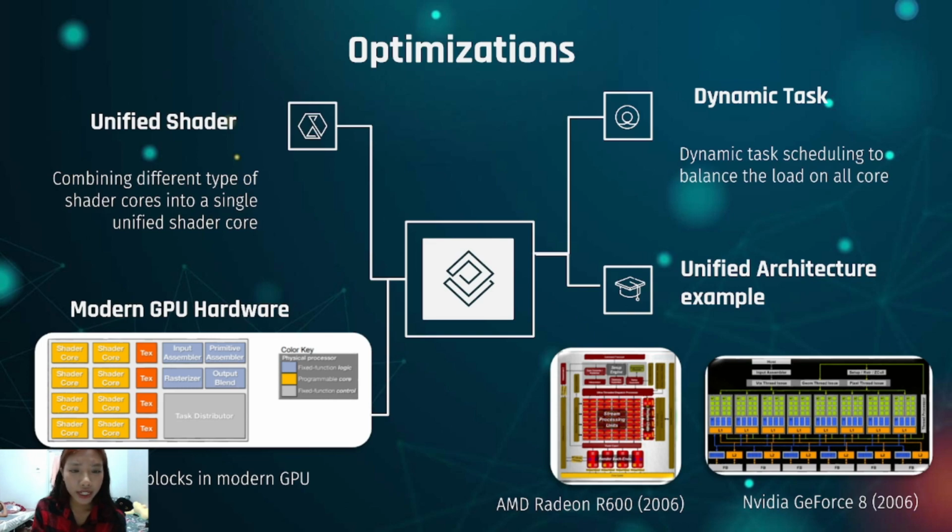Here is an example of modern GPU hardware. So these are the basic blocks in a modern GPU. As you can see, there are multiple shader cores, and for the fixed function logic, there is the input assembler, primitive assembler, rasterizer, and output blend. And for the fixed function control, there is the task distributor. Then there are unified architecture examples, which are the AMD Radeon R600 in 2006 and NVIDIA GeForce 8 in 2006 as well. We move on to the next slide.